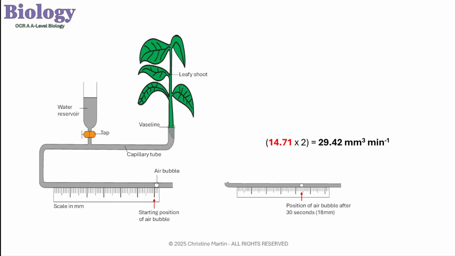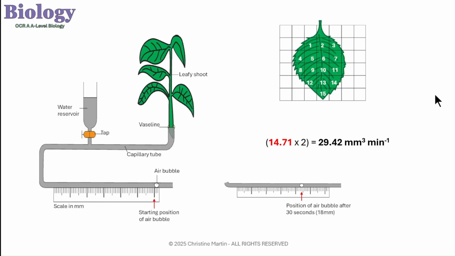Now, transpiration occurs through the stomata. So when using the potometer, the total leaf surface area should be considered, as well as the number of leaves present. To estimate your leaf surface area, each leaf can be removed and flattened onto graph paper. The total area is then determined by counting the fully covered squares and adding estimates for partially covered squares. Once you have figured that out, remember you must multiply by 2 because there are 2 sides to the leaf. We calculate the rate of transpiration to be 29.42 millimeters cubed per minute.